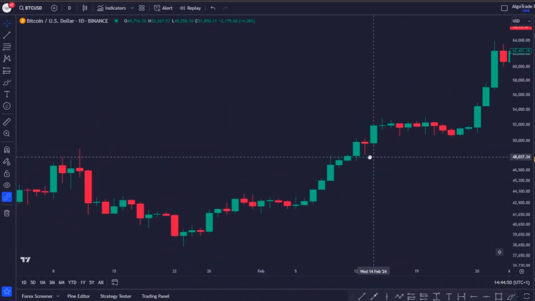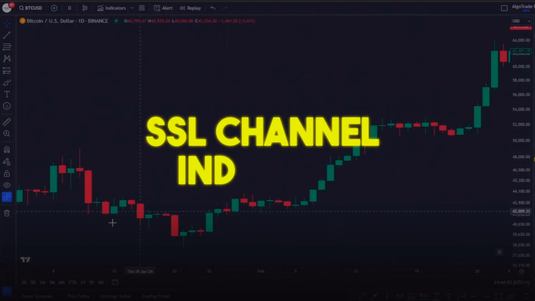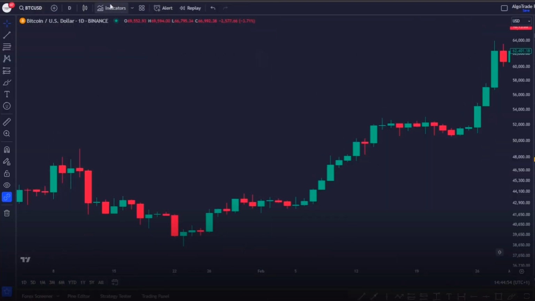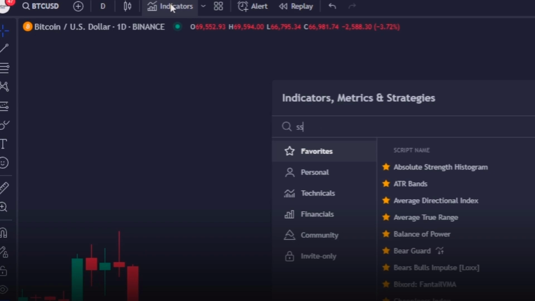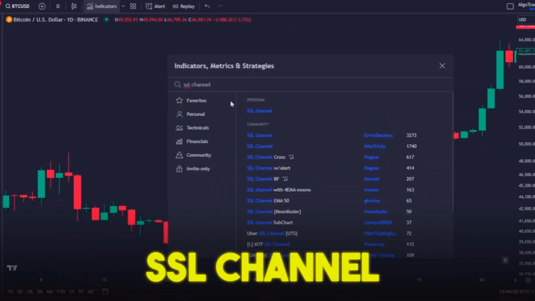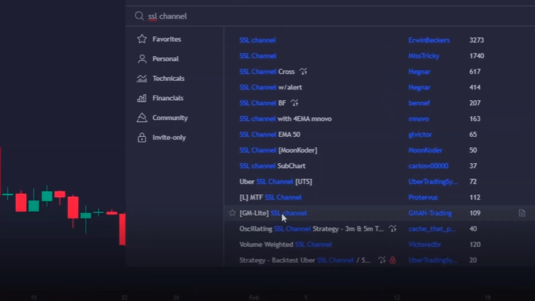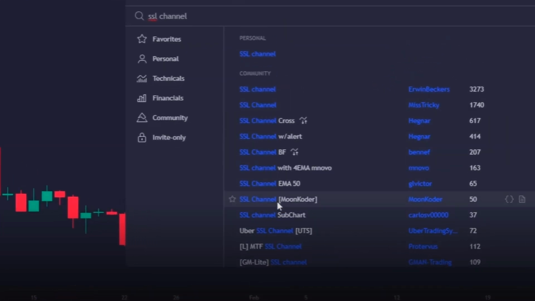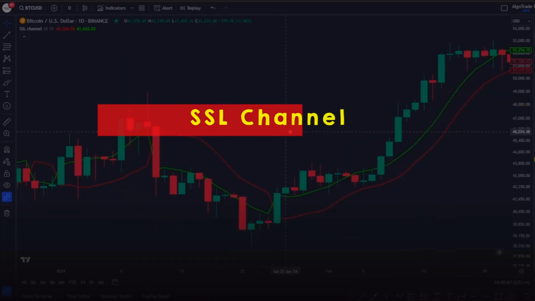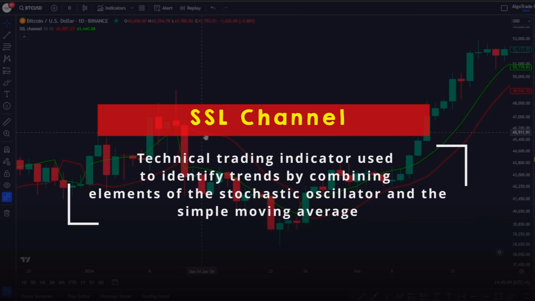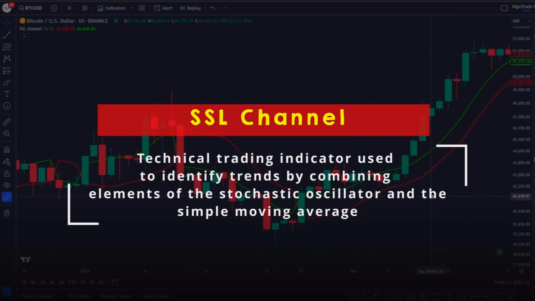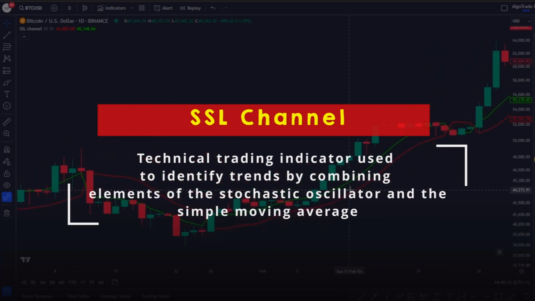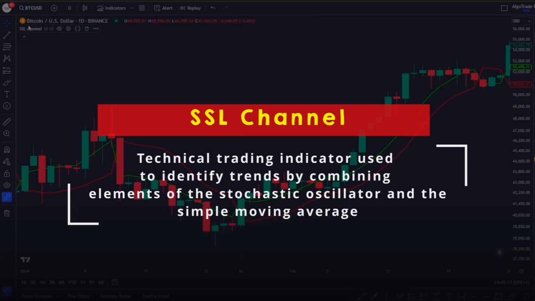So let's start by adding the usual SSL channel indicator to our TradingView charts. First, click on Indicators, then type SSL channel and you'll find some versions you can use. And basically, they are all the same, so I will click on the first one. By definition, the SSL channel is a technical trading indicator used to identify trends by combining elements of the stochastic oscillator and the simple moving average.